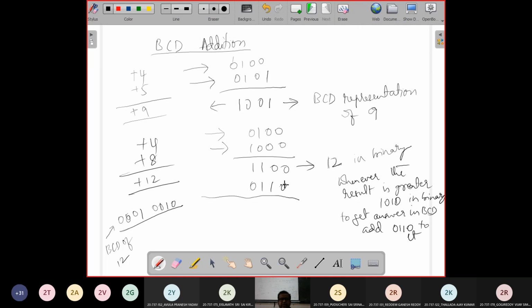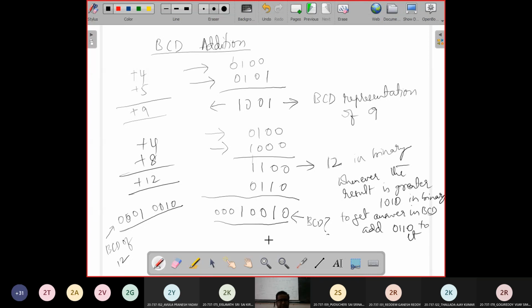So what is the answer you get now? This will be 0 here, this will be 1 here, this will be 0 carry 1, this will be 0 followed by 1, and all the remaining significant bits you make 0. Now what is the answer you get here? 0001 followed by 0010. Is it in BCD form now? Yes, sir.